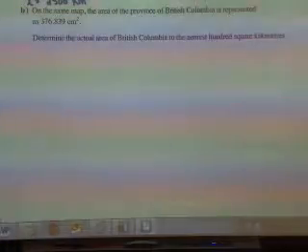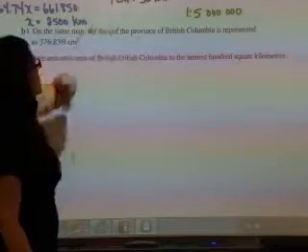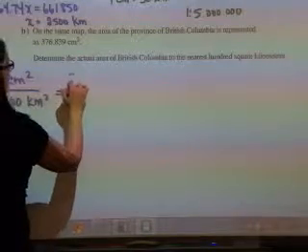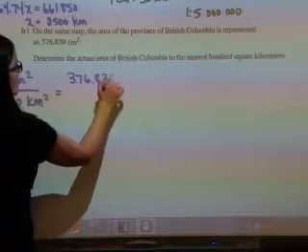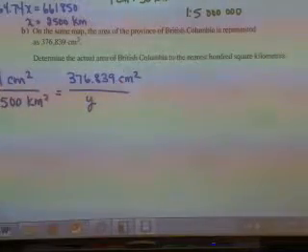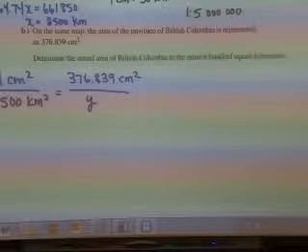So, if we look at this question, if we look up to what we did in the previous question, we have that 1 square centimeter was equivalent to 2,500 square kilometers. So if I have 376.839 square centimeters, how many square kilometers would I have? How would I solve this?